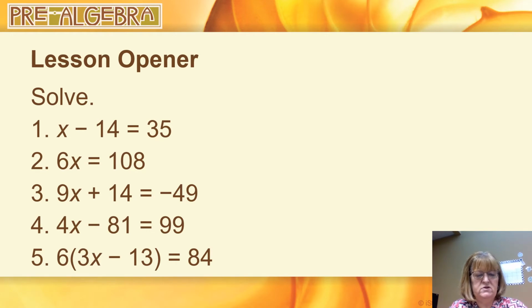Let's solve these equations, just getting used to solving equations again. Remember to do the opposite, the inverse. So if you have x minus 14 equals 35, you're going to add 14 to both sides, and you're going to get the answer of x equals 49. I want you to do 2, 3, 4, and 5 on your piece of paper, just practicing doing the opposite for each one.